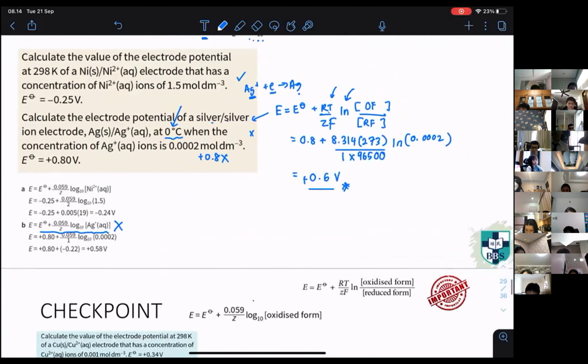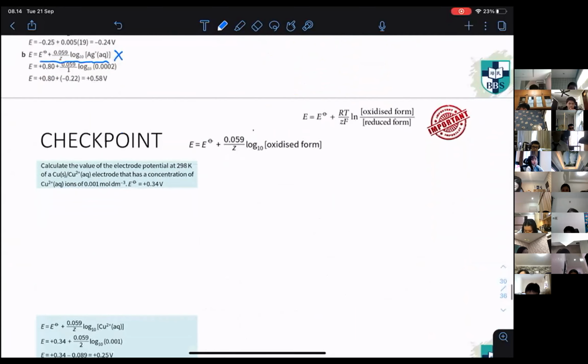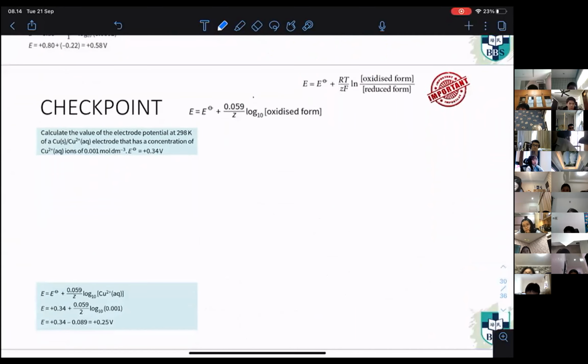So anyway, you can see the next checkpoint. You see here 298. No need to worry about the original value, but you just need to apply the formula. The E value is 0.34. How do I get this? You write Cu2+ plus 2 electrons to give me copper. So we are talking about 2.